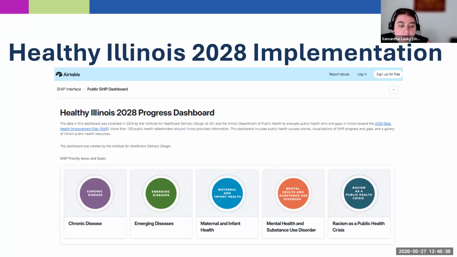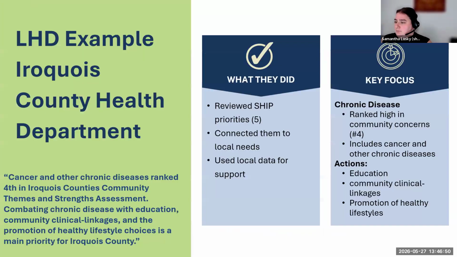Local health departments will be able to use this data as a reference for their work and see how their IPLAN priorities align with the SHIP priorities. So it'll be a really cool and useful tool for all local health departments.